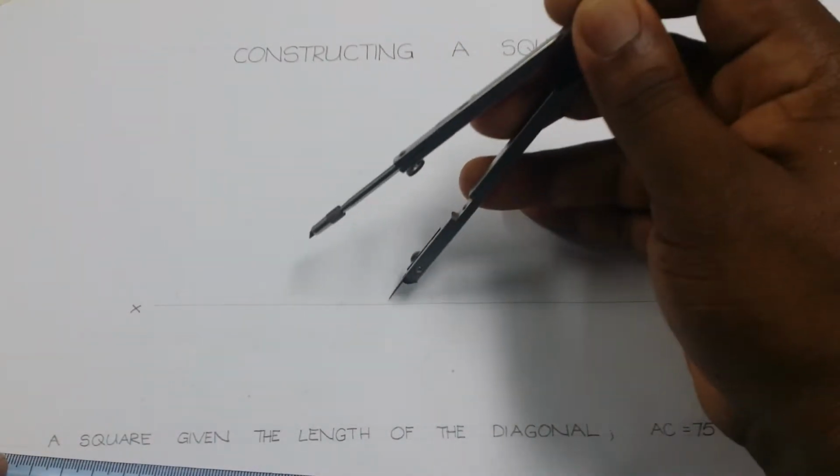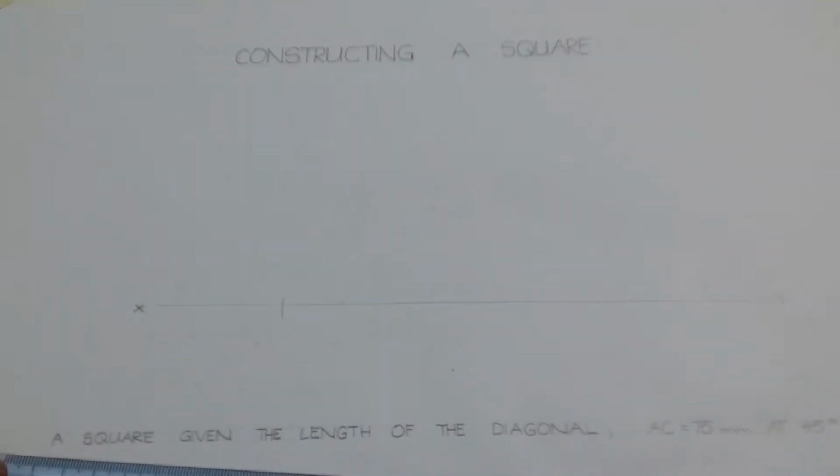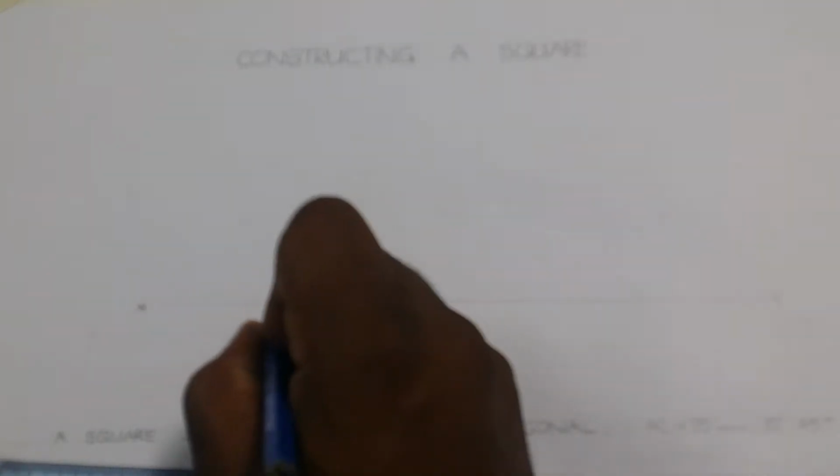And for this, I like to use my compass at a convenient radius of my choice and inscribe an arc on that line XY. It could be any location of your choice as well. Label that point of intersection A.